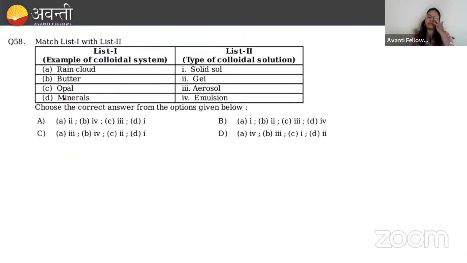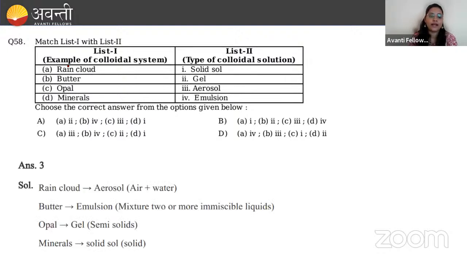Match the list 1 with the list 2. So rain cloud, solid sol, butter, gel, opal, aerosol, minerals, emulsion. We need to find out the correct answers for the given species. Yesterday only I told you about the colloidal systems and what colloidal solutions there will be. So let's match those. Rain cloud means what? Air plus water. That is nothing but the aerosol. So for A, it will be 3. Option C is there.